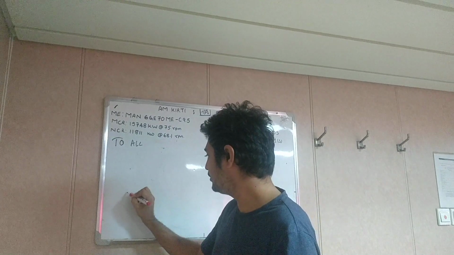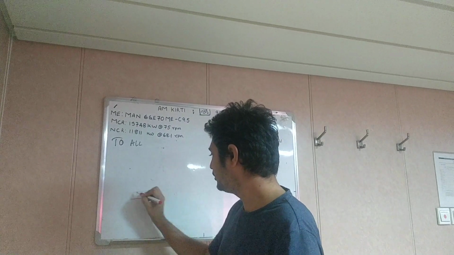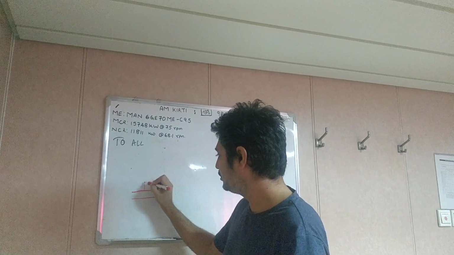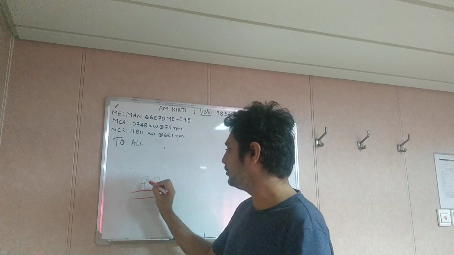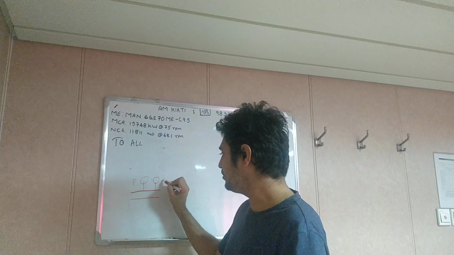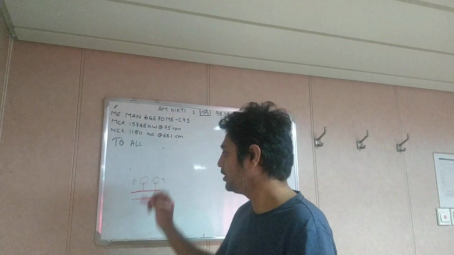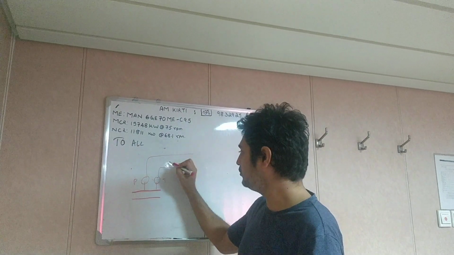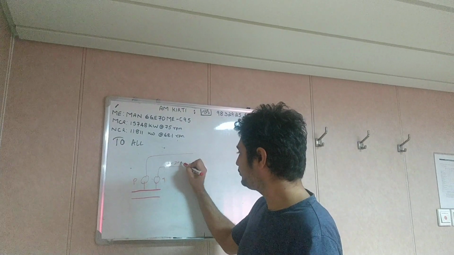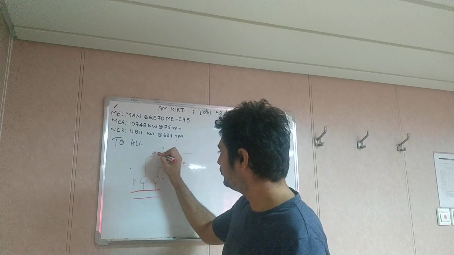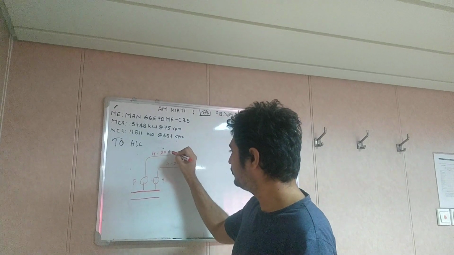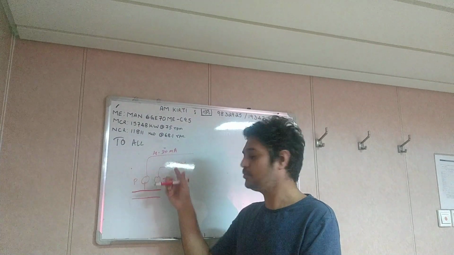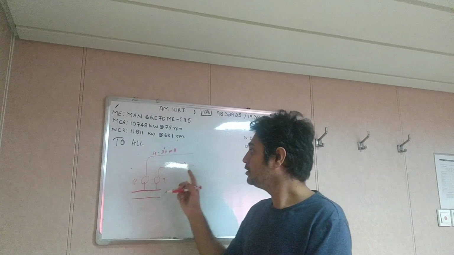This is the seawater line, and here you have one pressure sensor and one temperature sensor. Any sensor will give output in 4 to 20 milliamps.